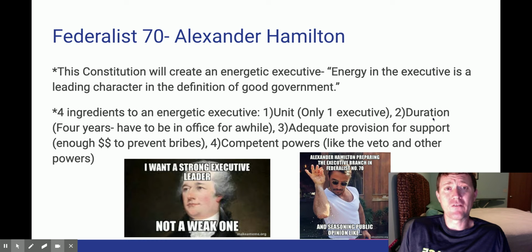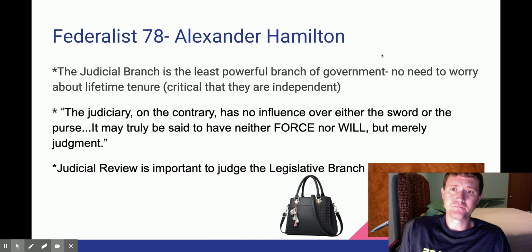3, adequate provision for support. That just means you've got to pay the president enough so they're not taking bribes. 4, competent powers. You have to give the president powers, authority. They have to have a certain amount of status and power. One power specifically that's part of that competent power would be the power of veto. So energetic executive, that's Federalist 70.